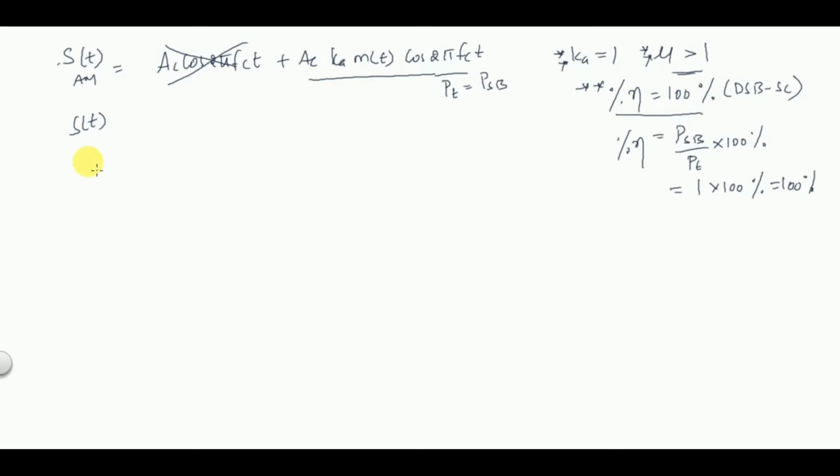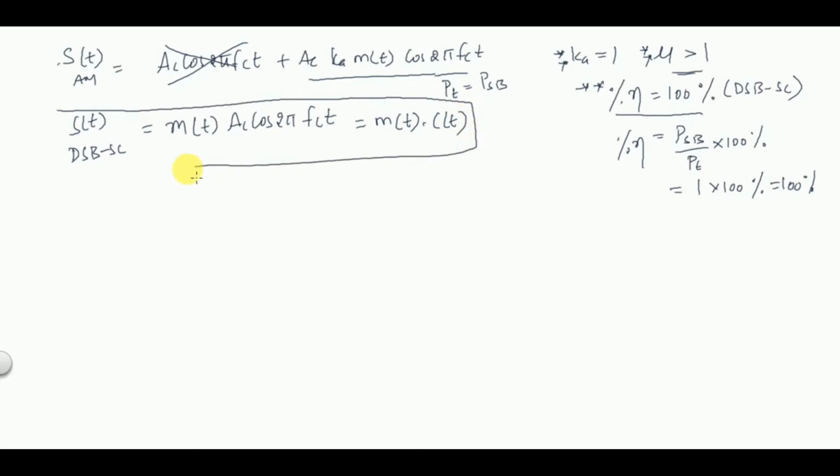So when Ka is equal to 1, what will be the time domain equation of the DSBSC signal? It will be m of t into AC cos 2 pi FCT, that is m of t into c of t. Okay, so this is the time domain equation of the DSBSC signal. It is again derived from the AM signal only. That is why I am telling you, if you learn AM perfectly, you can easily learn DSBSC.